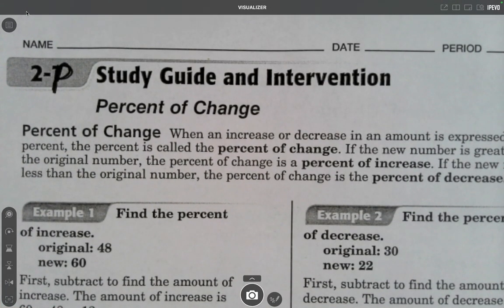Today we're going to talk about percent of change. And first, we're going to look at how things either increase or decrease by a certain percent.